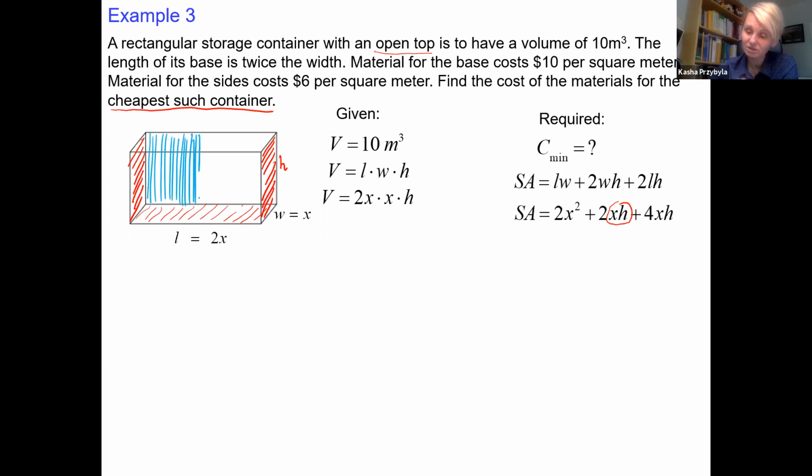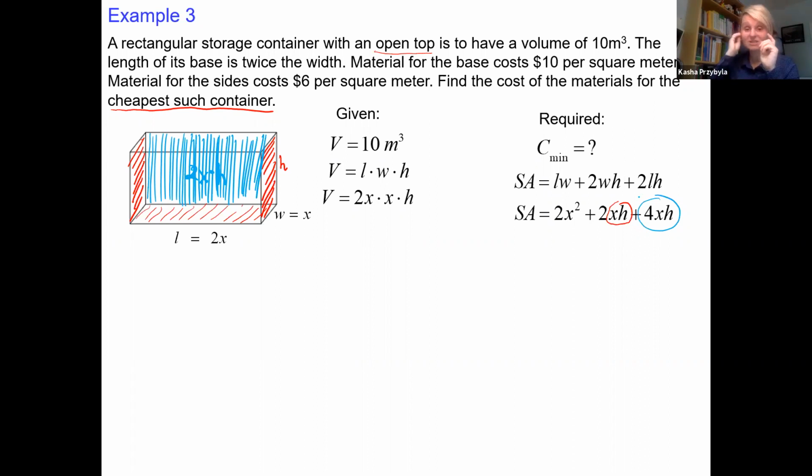That means this is the behind the back side, and this will be 2x times h and times another 2x, like in the front. I will not mess up. That means it's 4x times h. Okay, good. That means just the first quantity 2x squared represents the amount of the material for the base.